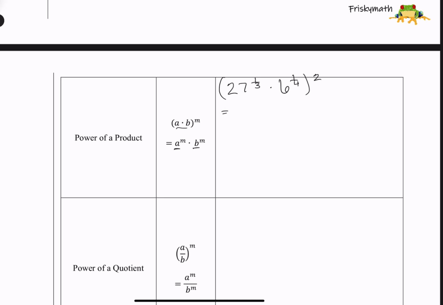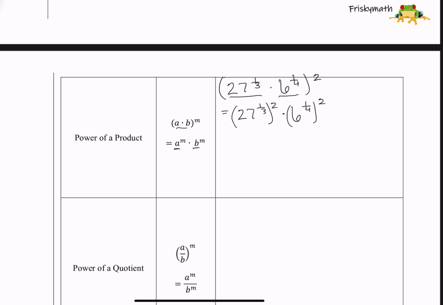Each factor, and factors are just the things that are being multiplied together. So one factor is 27 to the 1/3, and the other factor is 6 to the 1/4. Well, each of those factors are now going to also be raised to the second power. So we'll take 27 to the 1/3, and we'll raise that to the second power. And then we'll also take the other factor, 6 to the 1/4, and raise that to the second power.